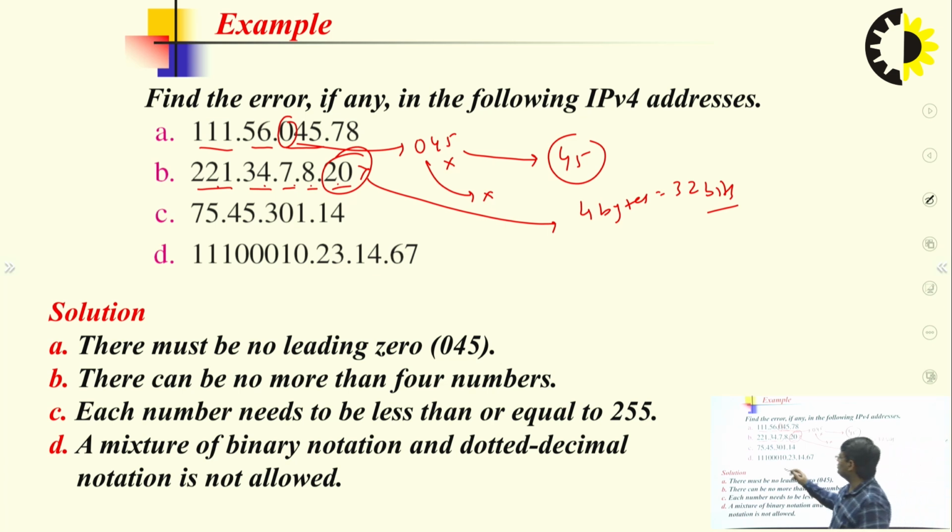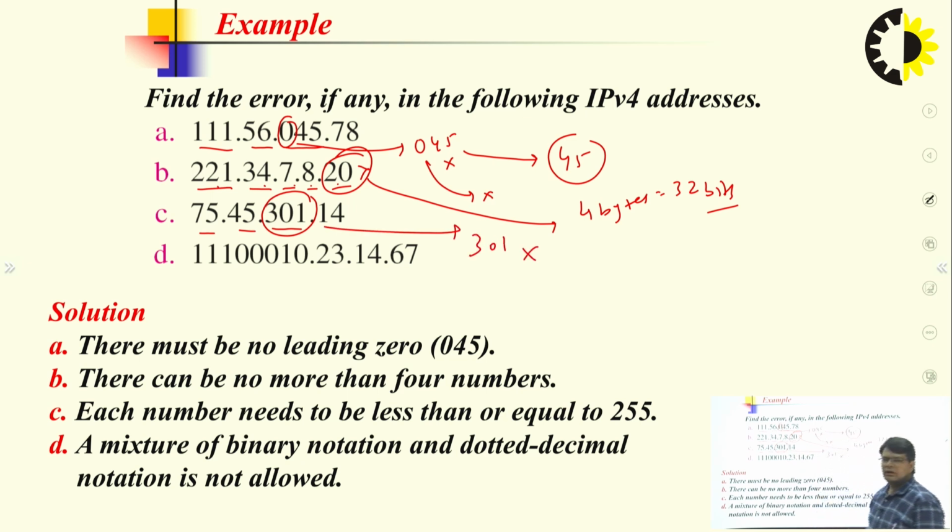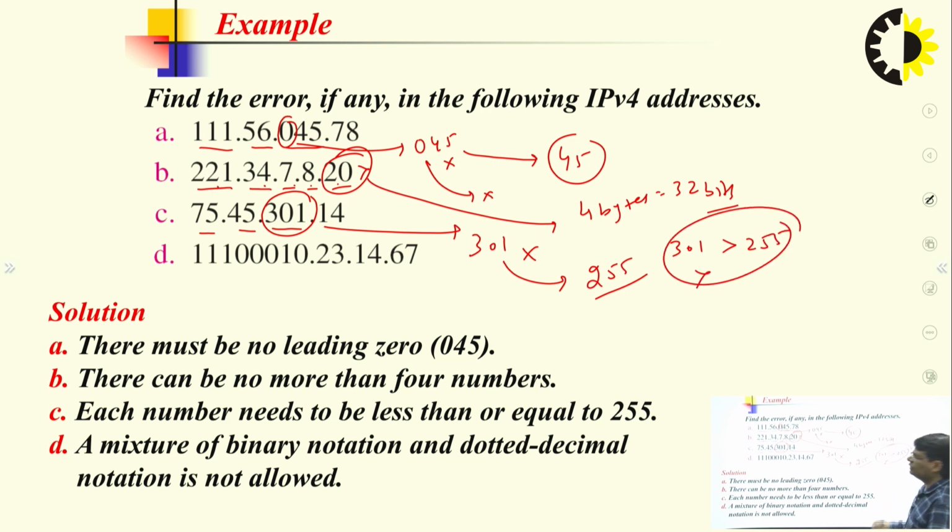Let's review this third IP address. This is okay, this is okay, and this value 301 is not okay. As I have discussed, the maximum allowed value in decimal notation is 255. As 301 is greater than 255, hence it is not allowed.